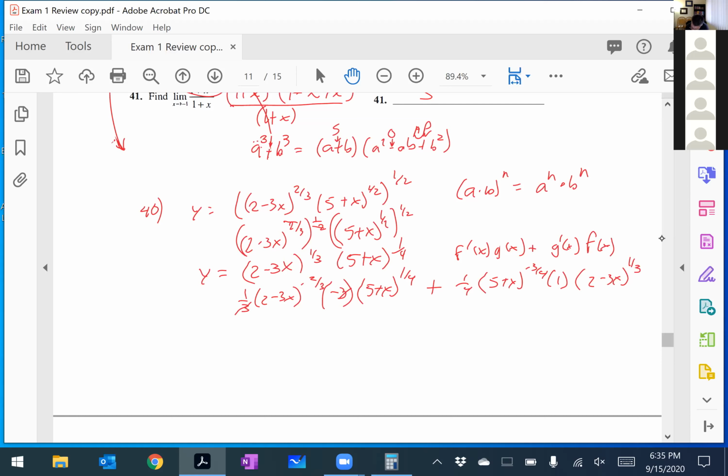Okay, looks good. Let's see what we can do to clean this thing up. This is negative 5 plus x to the 1/4 over 2 minus 3x to the 2/3, plus 2 minus 3x to the 1/3 over 4 times 5 plus x to the 3/4.